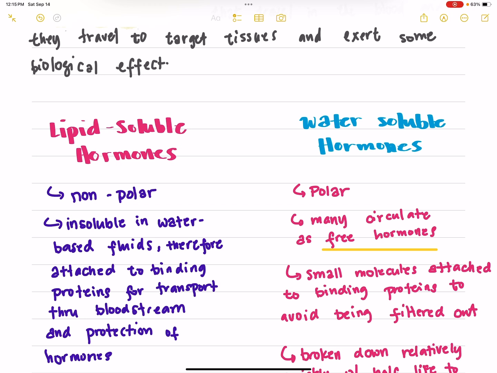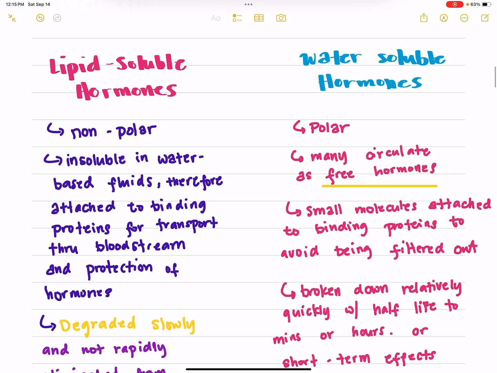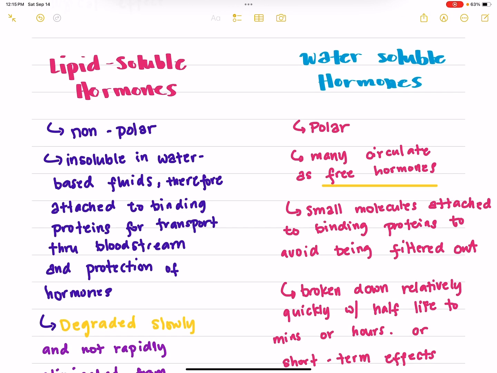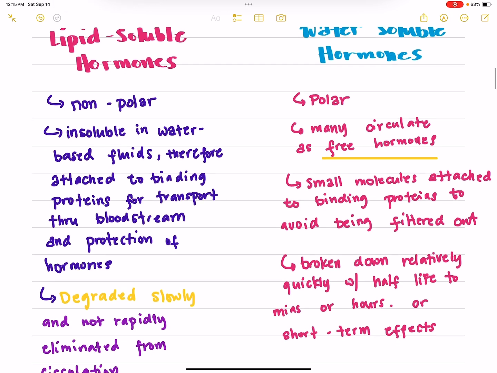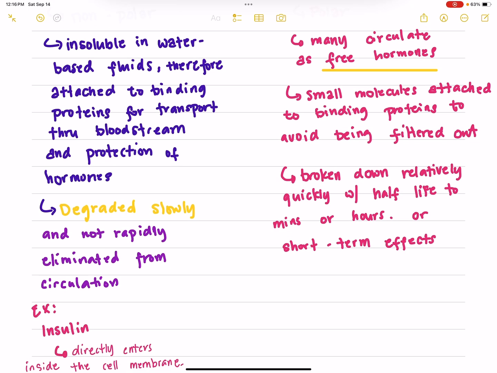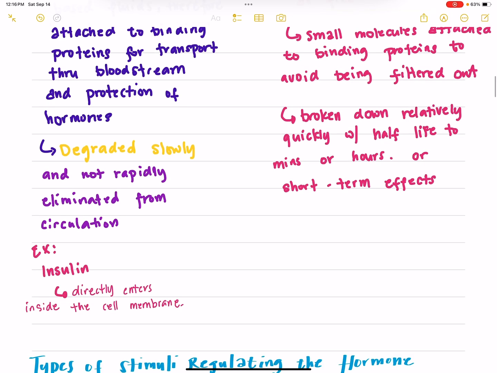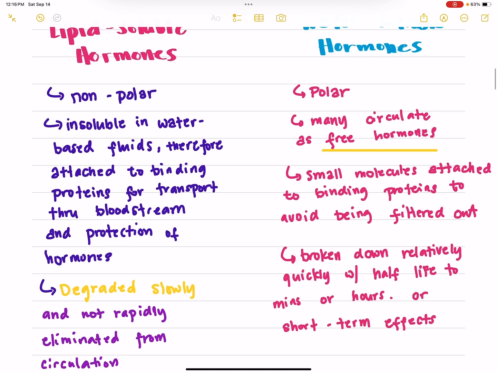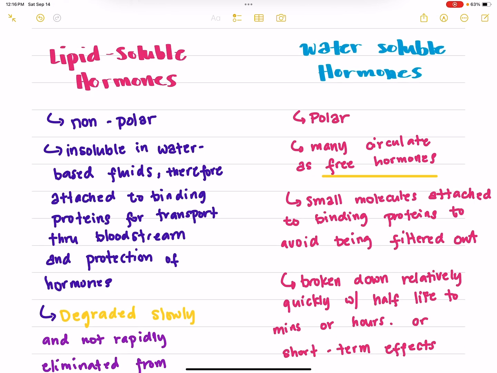So, may lipid-soluble hormones kag water-soluble hormones. Okay, so lipid-soluble hormones are non-polar, insoluble in water-based fluids, therefore attached to binding proteins for transport through the bloodstream and protection of hormones. So, degraded slowly and not rapidly eliminated from circulation. So, example is insulin. Ang lipid-soluble hormones, dasig sila maka-enter sa aton cell membranes because our cell membranes are made of lipids.